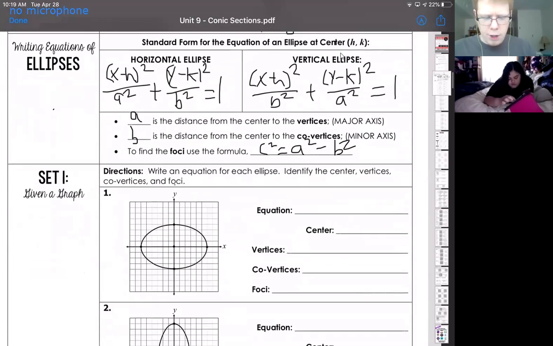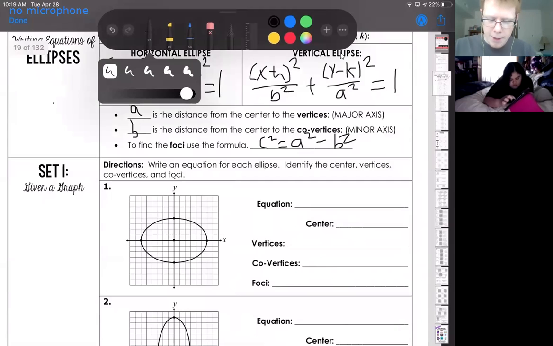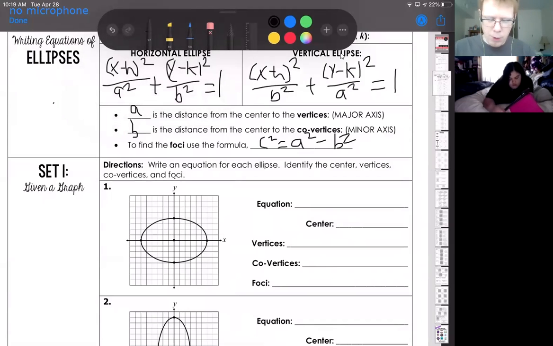So, looking at some examples. If they give you this ellipse, you don't need to necessarily write it down, but you definitely want to make a mental note: is this a horizontal or a vertical ellipse? Looking at this one, it's horizontal because it's wider than it is tall. So we want to come up with our equation.